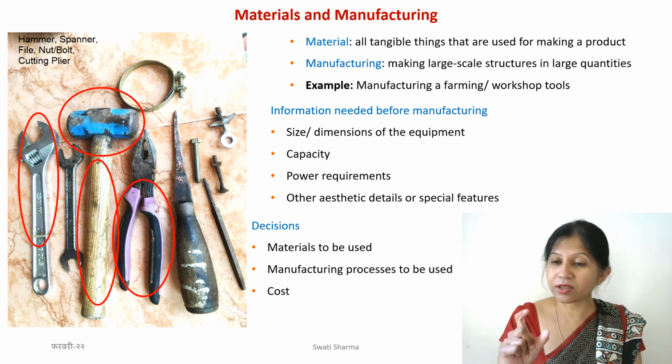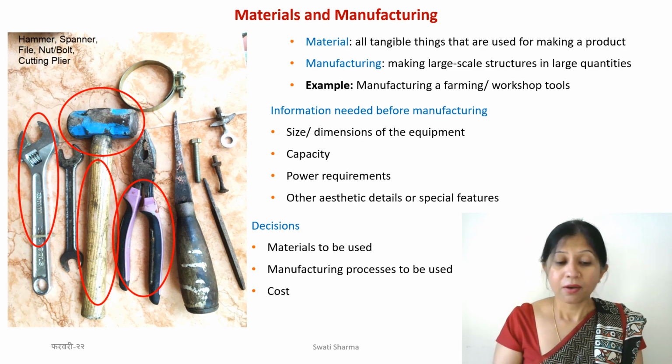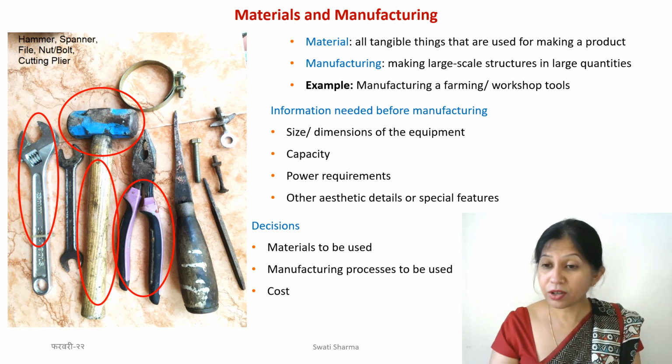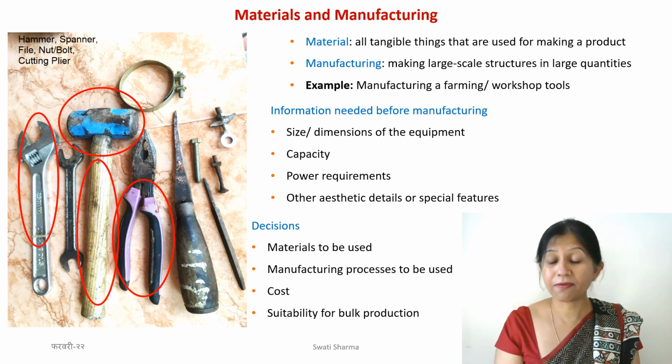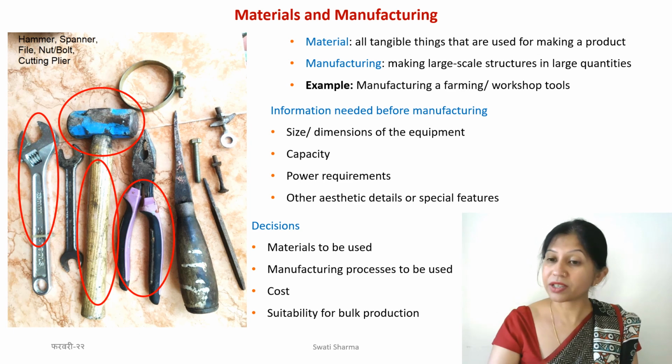So in that case, you also need to understand what should be the optimum cost for any product. And whenever we are working with manufacturing processes or industrial manufacturing processes, we are always trying to minimize the cost while not compromising the quality. So this is another decision that needs to be made. Okay, and then of course, if we want to make several such hammers, then the suitability for bulk production, for large scale production, is something that we need to evaluate. So these are the fundamental things. These are the first things that will come to your mind when you think of making any structure, manufacturing anything.